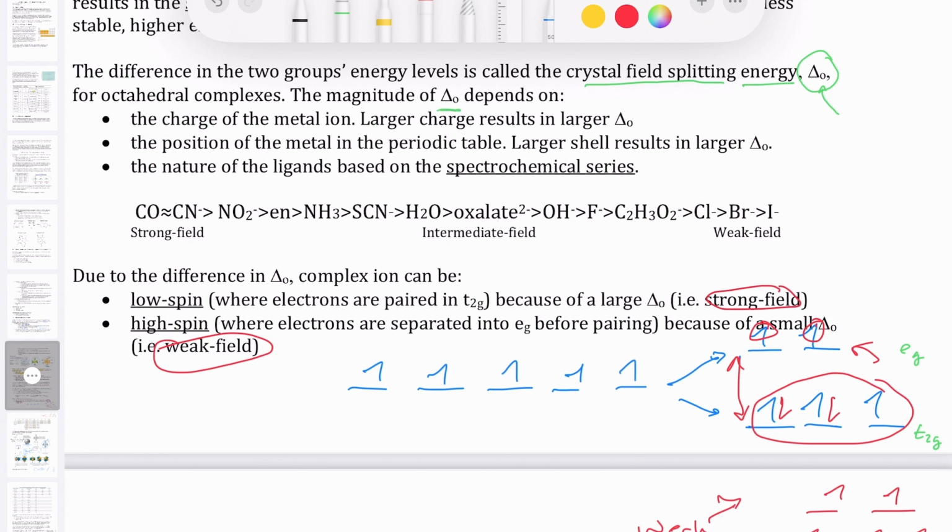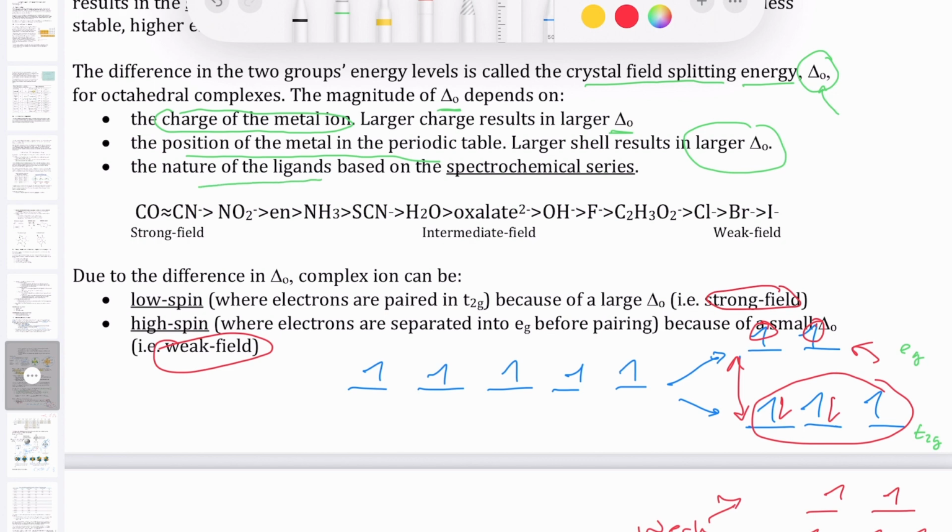Now, the magnitude of that delta depends, first, on the charge on the metal ion. As you might imagine, if the metal ion has larger charges, that electrostatic repulsion is going to be even more pronounced, so you're going to have a larger delta. The position of the metal ion in the periodic table turns out to matter. If it has a larger shell, meaning that you're lower on the periodic table, a higher period, then that's also going to result in a larger delta. And lastly is the type of ligand itself.